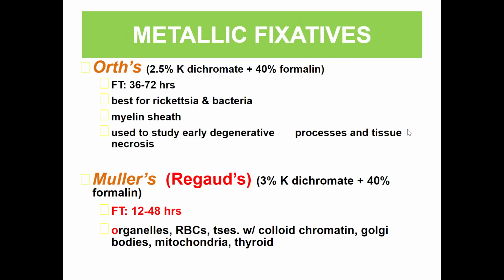and it is used to study early degenerative processes and tissue necrosis. You also have your Muller's or Regaud's, 3% potassium dichromate plus 40% formalin. So the concentration is 3% as compared to your Orth's, which is 2.5. So fixation time is 12 to 48 hours. Used for organelles, RBCs, tissues with colloid chromatin, Golgi bodies, mitochondria, and your thyroid specimens.